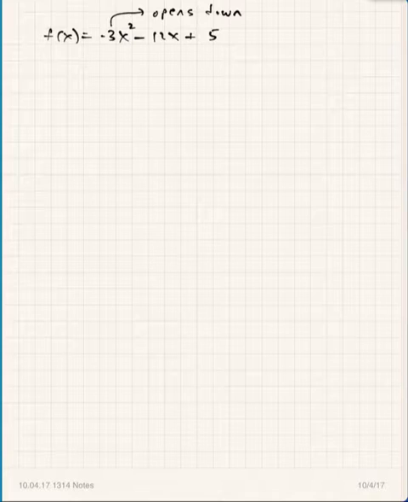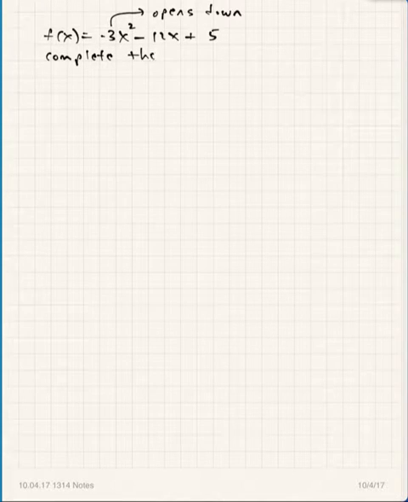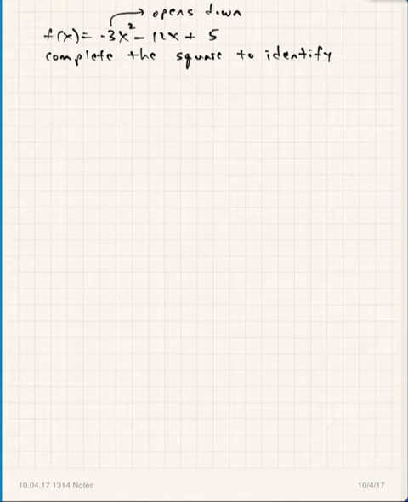And the problem is we cannot identify the shifts on this graph, so we complete the square. And this is something we talked about last week. Complete the square to identify shifts and to find the vertex.